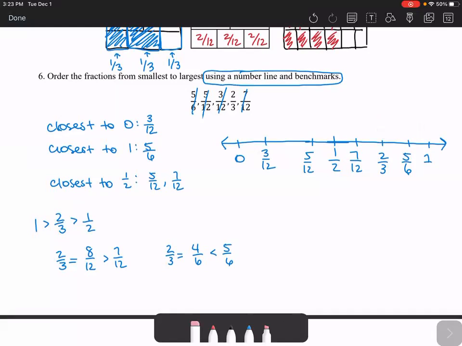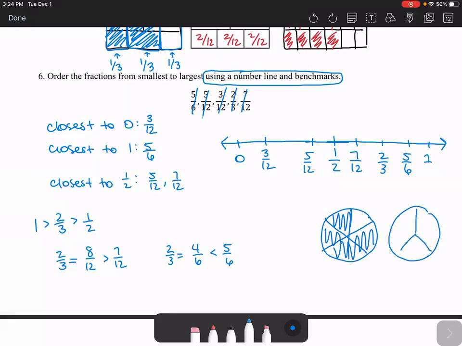I said a strategy that some people did was converting everything to decimals, which when you're just ordering fractions is not the way to go, because the question tells you to use other methods. But some people drew a weird pie graph thing. They drew a circle with 6 parts and said 5/6 is this much, and it's bigger than 2/3, which is this much. So 5/6 is bigger than 2/3.